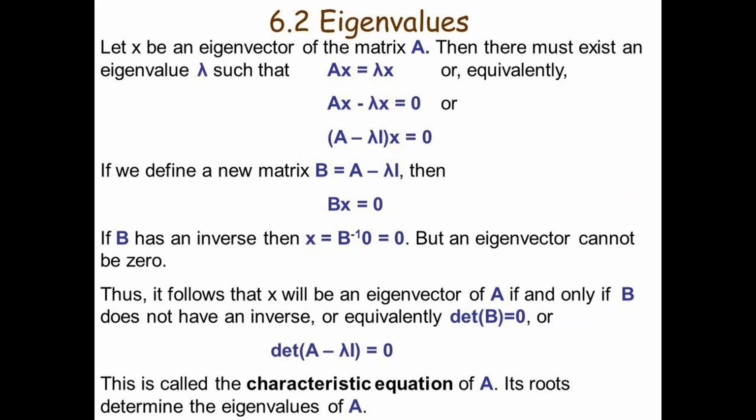If B has an inverse, then x equals B inverse times 0, which equals 0. But an eigenvector cannot be 0. Thus it follows that x will be an eigenvector of A if and only if B does not have an inverse, or equivalently det of B equals 0, or det of (A minus lambda I) equals 0. This is called the characteristic equation of A. It is used to determine the eigenvalues of A.